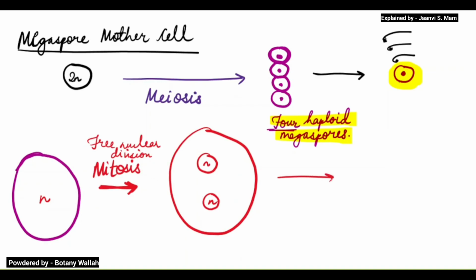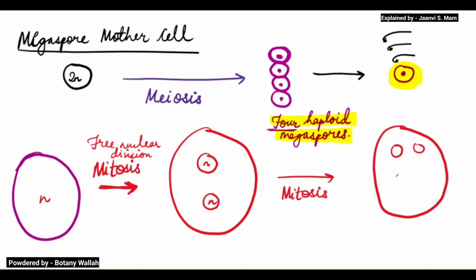Now suppose the second mitosis occurs. Again there will be nuclear division. So here you will get four nuclei, and all will be haploid.